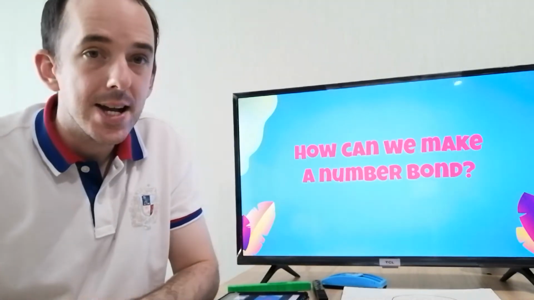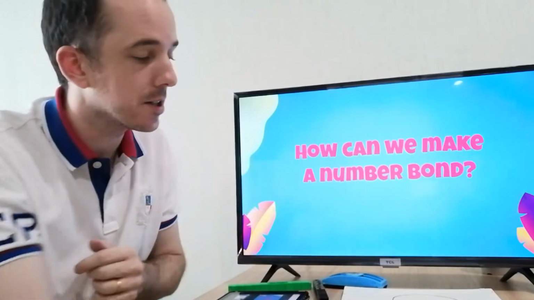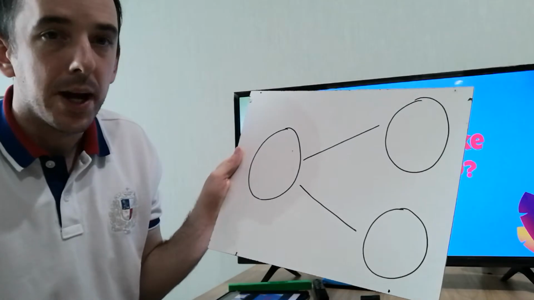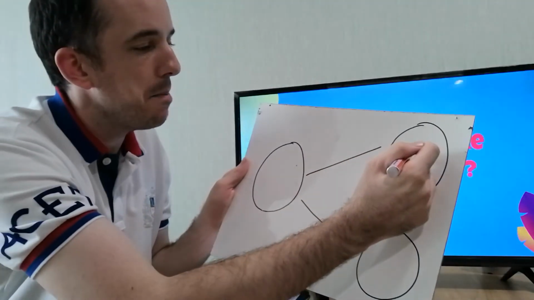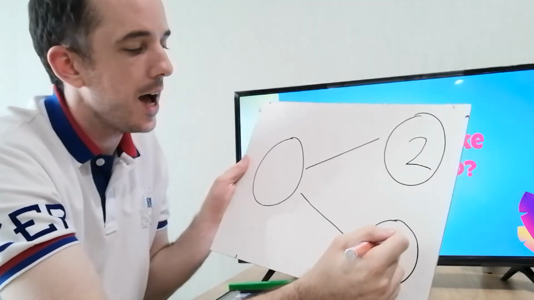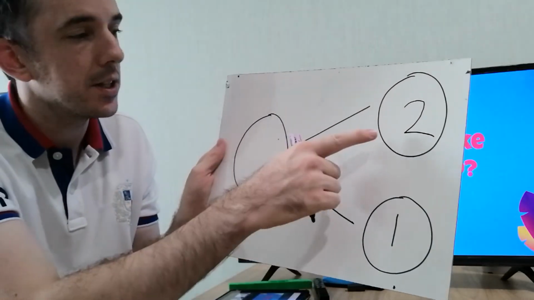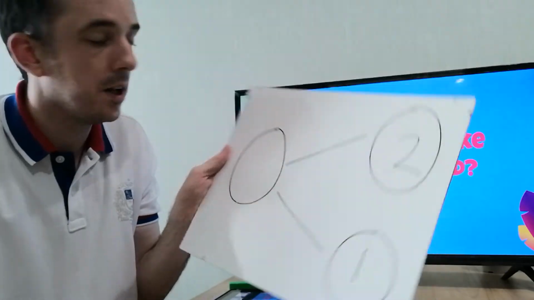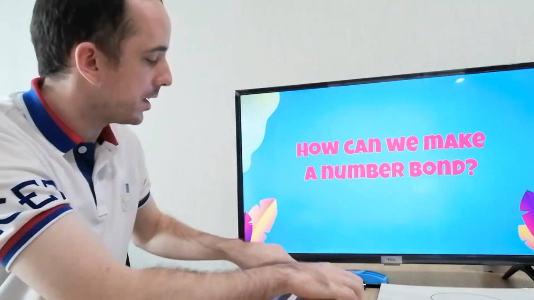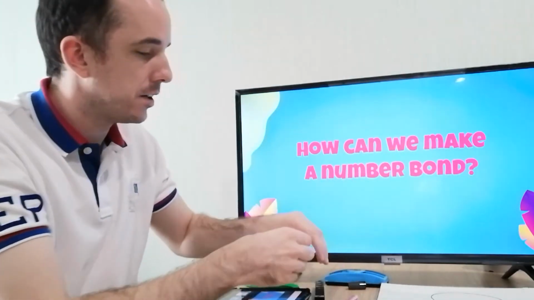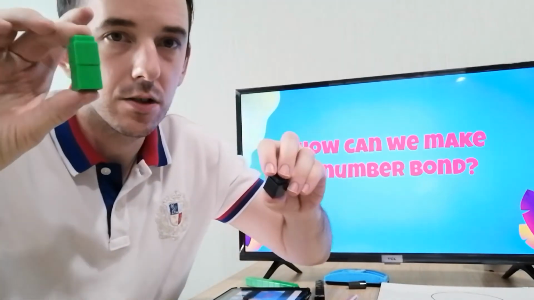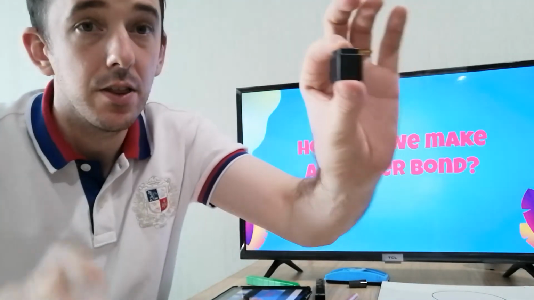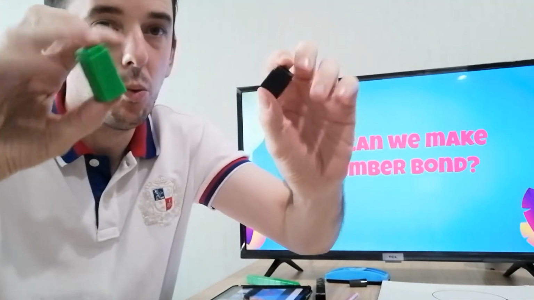Now, how can we make a number bond? Let's make some number bonds together. So, I will pick two numbers. How about 2 and 1? This circle has 2, this circle has 1. So, what does that mean? That means I have 2 in this group, 1, 2, and I have 1 in this group, 1.